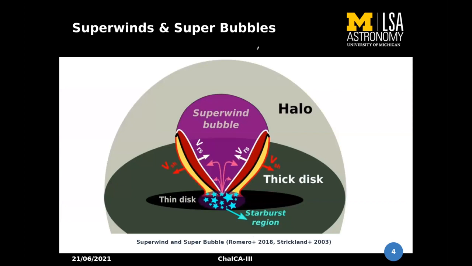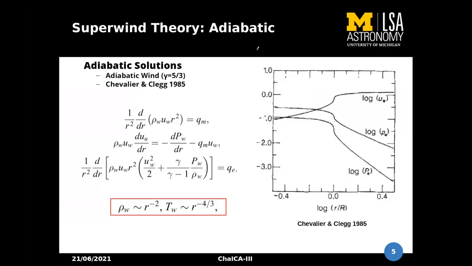And here the paper shows how the superwinds and superbubbles are produced by starburst regions. The theoretical models of the formation of superwinds were initially studied by Chevalier and Clegg in 1985. These are hydrodynamic analytical models, not hydrodynamic simulations, done by Chevalier and Clegg, and this time without including radiative solutions.